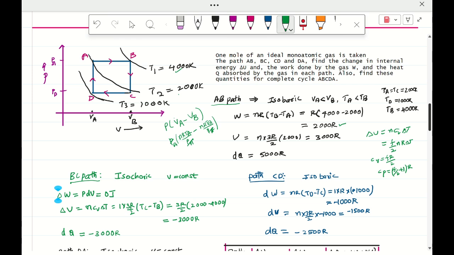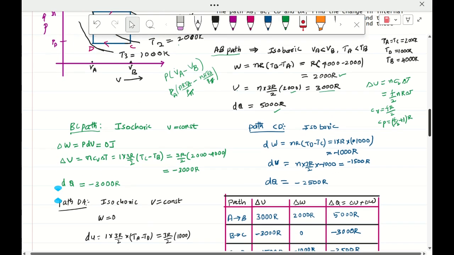I hope you understand. Along the AB path, how to calculate the energies? Work done, internal energy. Internal energy is equal to, I said, nCv delta T. Cv is equal to, here we are given a monoatomic gas in the question, so it is 3R by 2 into temperature, this one, 2000 Kelvin. So now this will be 3000 R. The total dQ is equal to 5000 R.